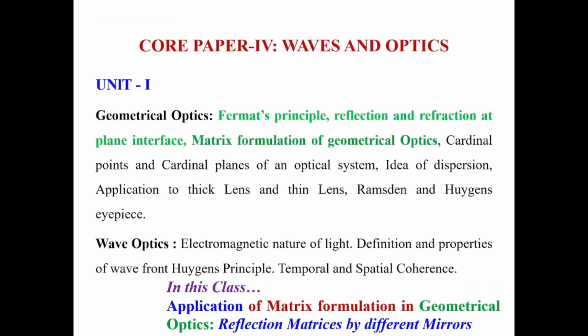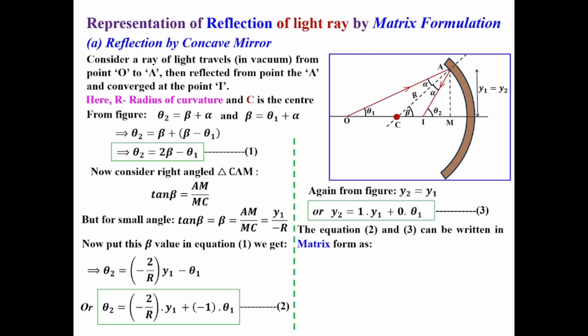Here I am going to suggest once again to you that if I follow your syllabus, translational matrix, reflection matrix, refraction matrix, these matrices are not directly mentioned. It is mentioned only that we have to discuss the matrix formulation of geometrical optics. Geometrical optics means what? Translation, reflection and refraction. Translation we discussed last class. In this class we are going to discuss reflection matrices from different mirrors. Next class we are going to discuss refraction matrices. So let us start here.